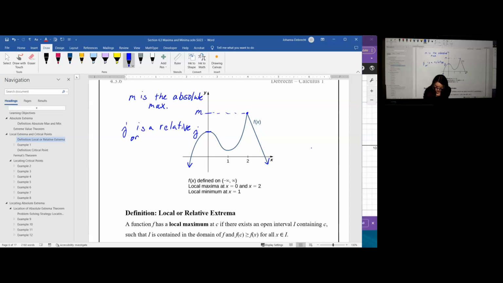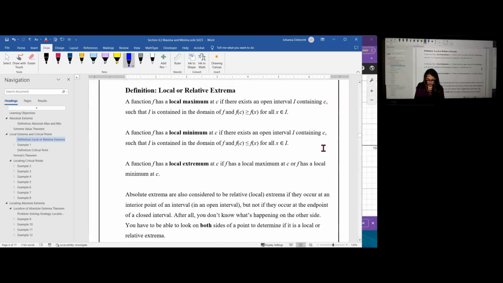And it's occurring at the value x equals 0. This value here has a y value, let's use n, and n is a local minimum. Just because it doesn't have an absolute minimum doesn't mean it can't have a local minimum or relative minimum. Let's formally define what a relative or local minimum is.